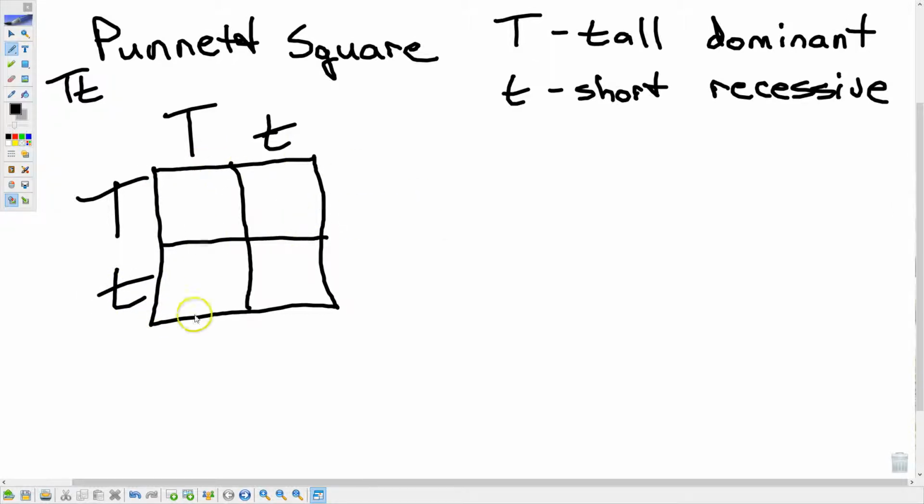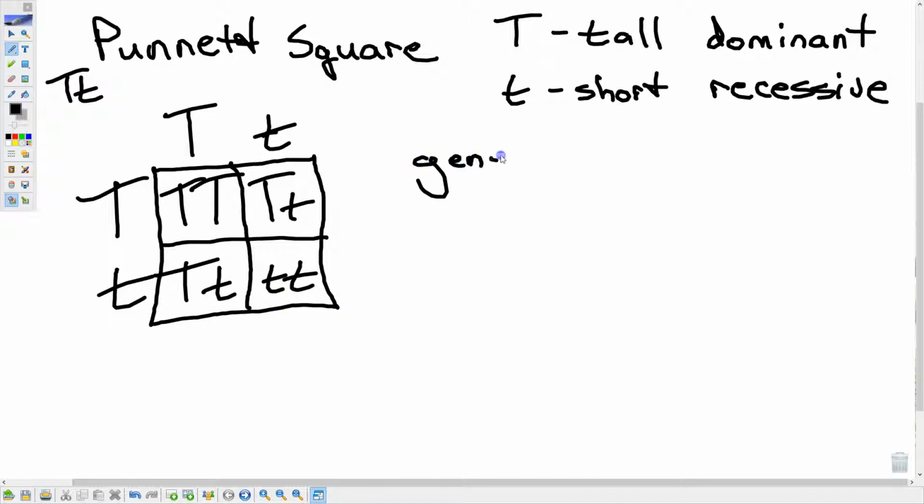So in order to show what the child might be, we simply move these letters down, we move these letters over. I'm going to move this letter down and this letter over: big T, big T. I'm going to move this letter over and this letter down: big T, little t. Now I'm going to move this letter down and this letter over: big T, little t. And then this letter down and this letter over: little t, little t.